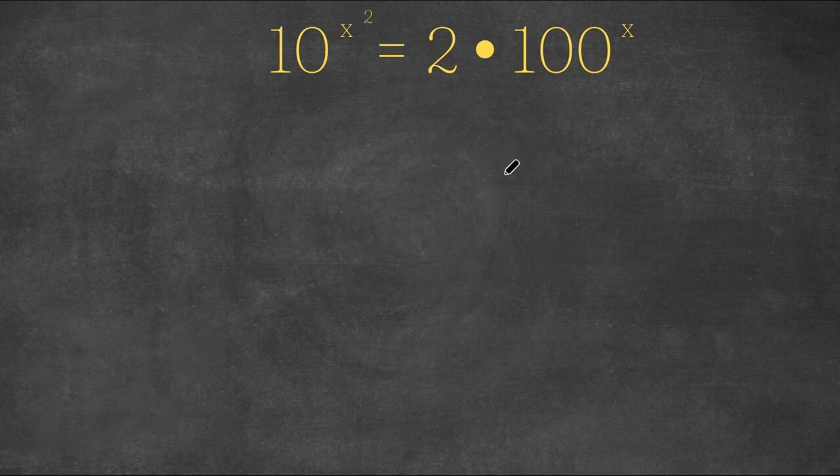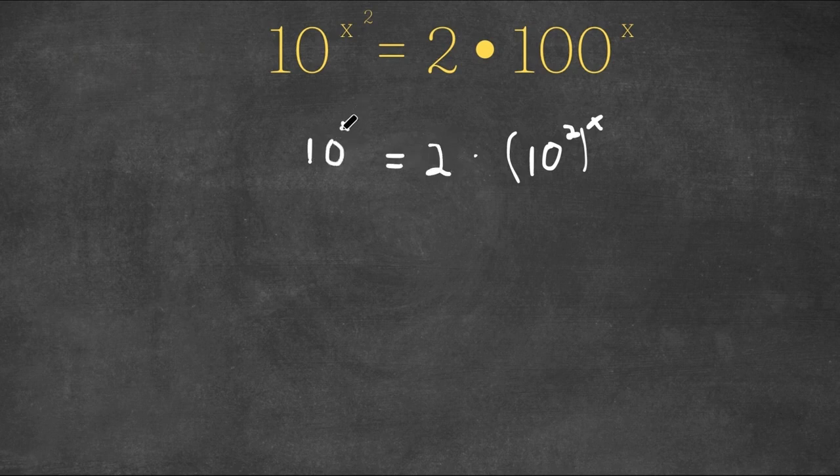In today's video, I'm going to be teaching you guys how to solve this exponential equation. So we have 10 to the power of x squared equals 2 times 100 to the power of x. What I'm first going to do is rewrite 100 to the power of x as 10 squared to the power of x. So I simply replaced 100 with 10 squared. So now we have 2 times 10 squared to the power of x is equal to 10 to the power of x squared.